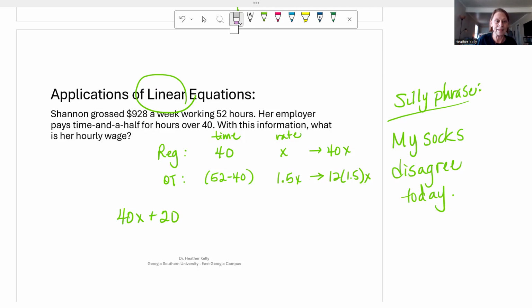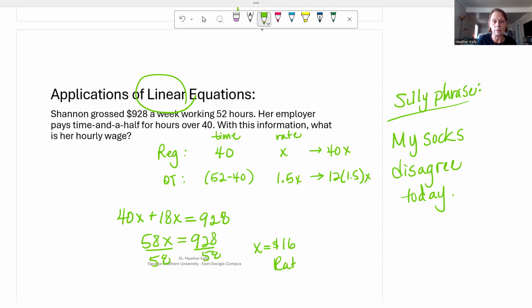I don't know why I wrote that. I don't need to pay attention to that, times 18x is equal to $928. So we have 58x is equal to 928. Divide by 58. And we get x is equal to 16. So her rate is 16 an hour. Okay, congratulations.